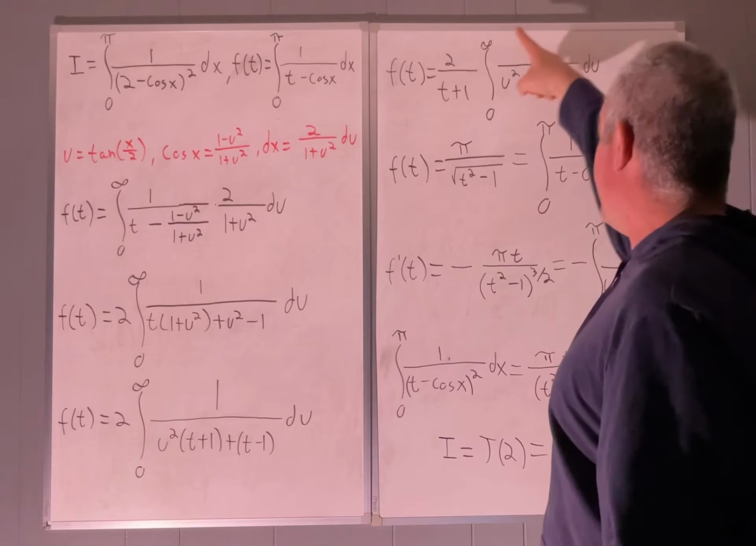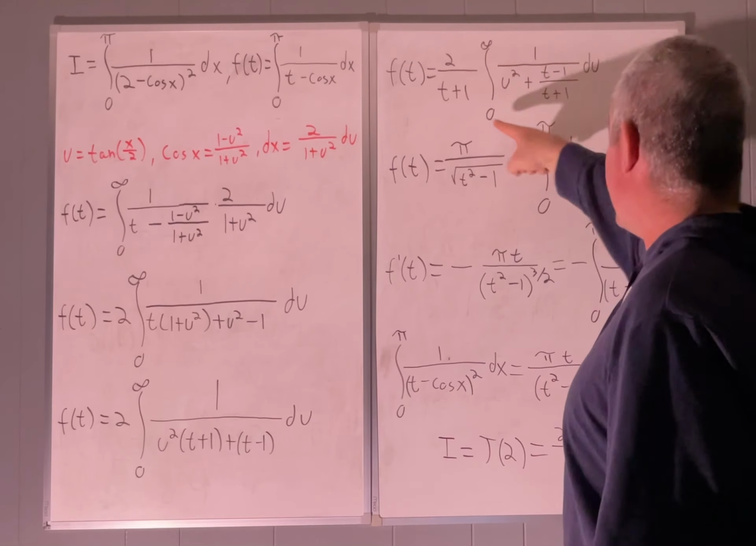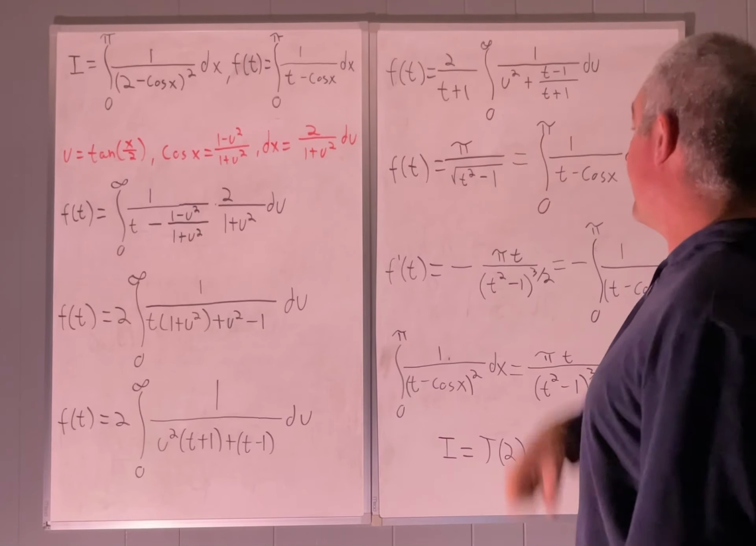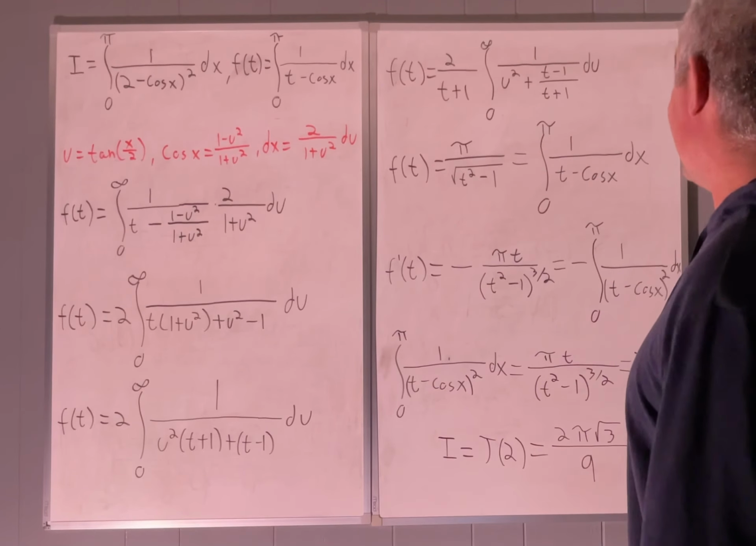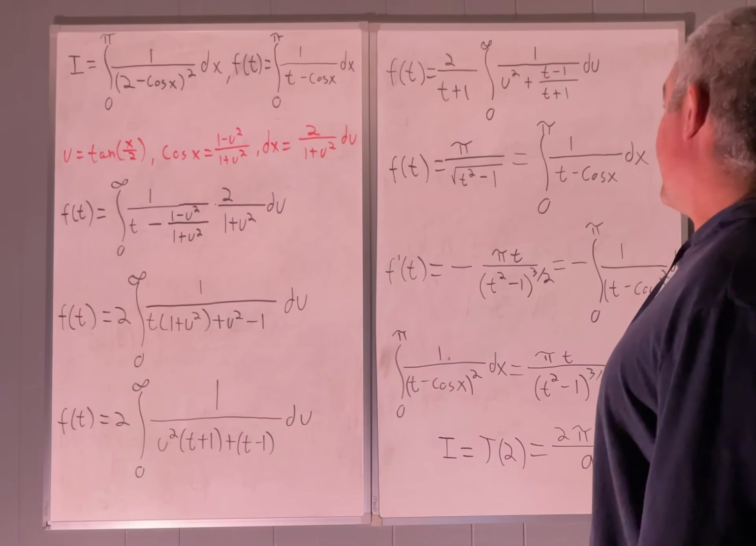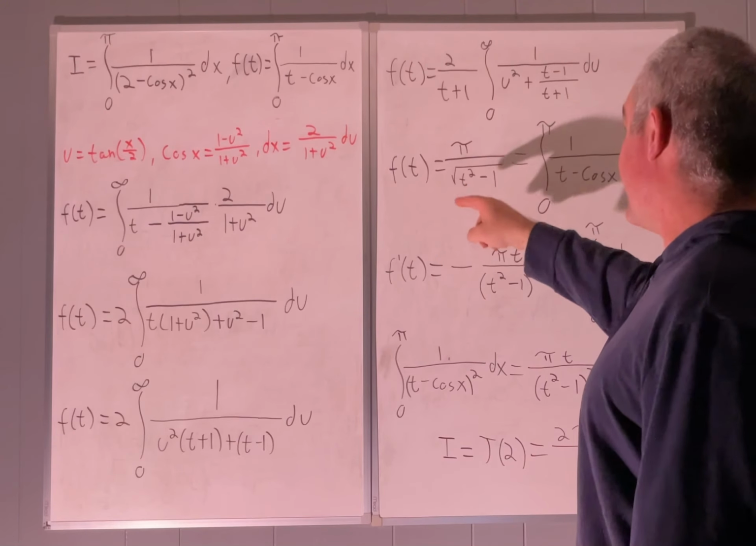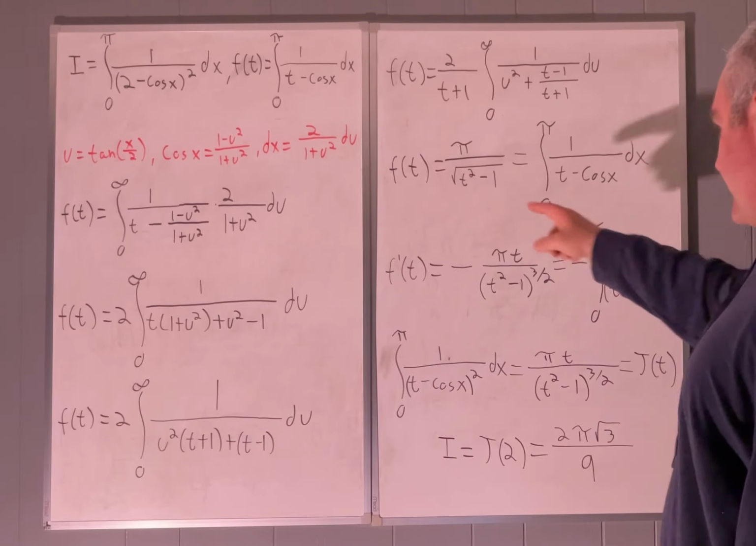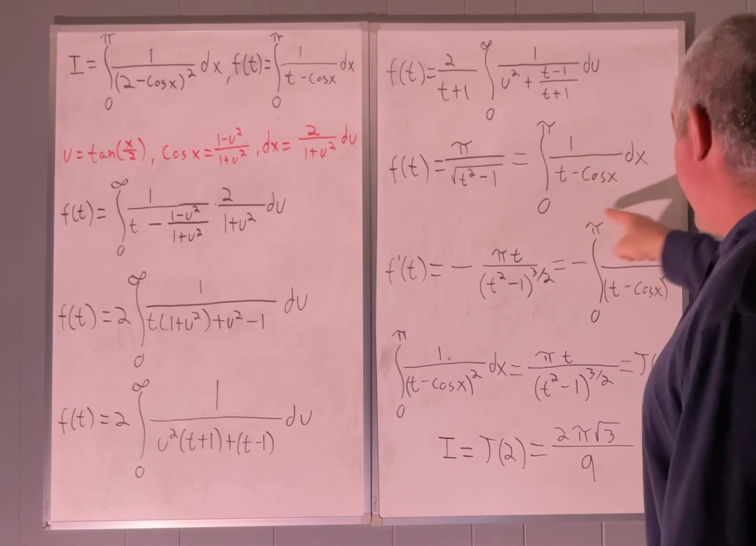And this should be a familiar form to you, so I'll just let you do the integration from that point. What you get if you integrate that and evaluate it over the bounds is that f of t is equal to pi over the square root of t squared minus 1. And don't forget, f of t is also equal to this.